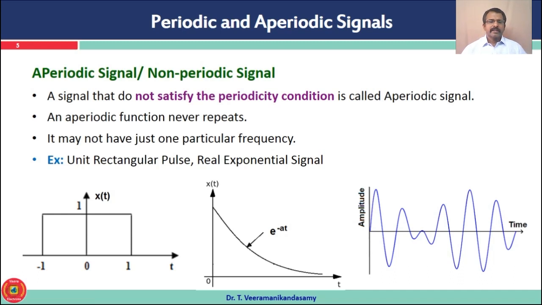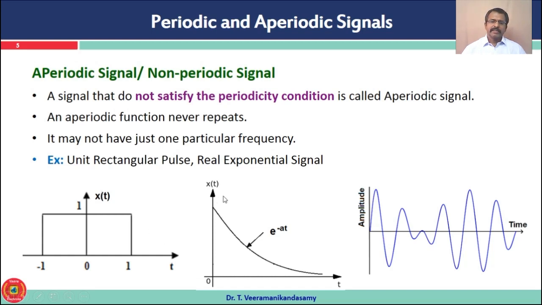A signal that does not satisfy the above said periodic condition is called an aperiodic signal, and an aperiodic function never repeats again and again. If you look at the signal x of t, it is the unit rectangular pulse. The signal value lies between minus 1 to plus 1. If you consider this as the fundamental period, that fundamental period is not repeated here, so that x of t is an aperiodic signal.